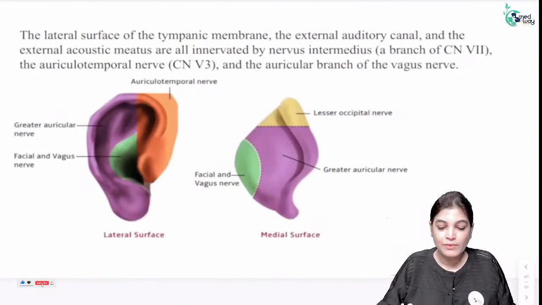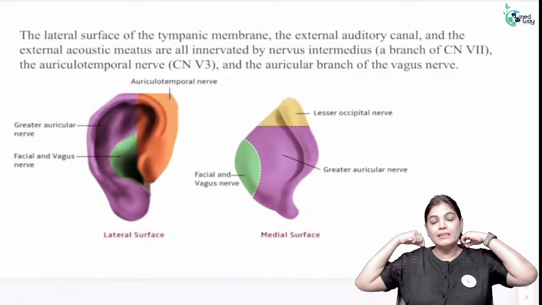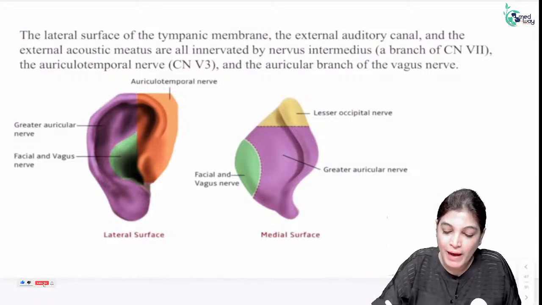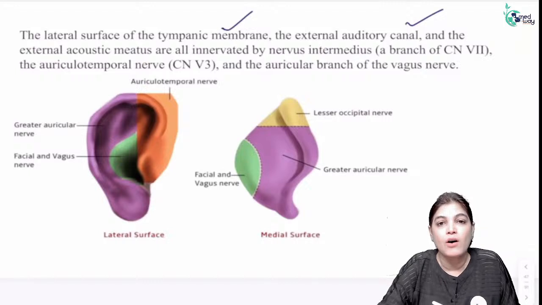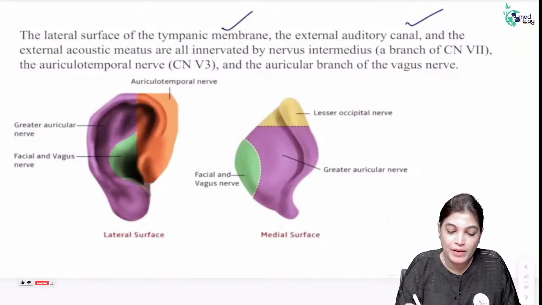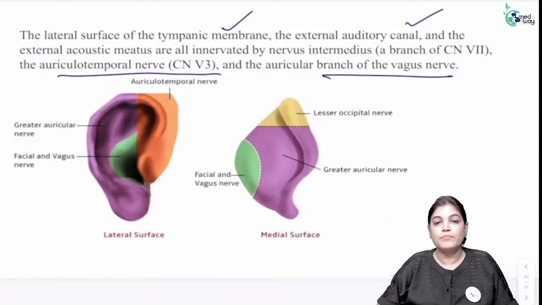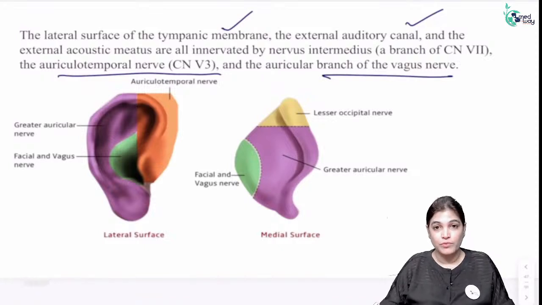Now if I talk about the lateral aspect of the tympanic membrane, the eardrum, which is not shown in this image, the greater lateral aspect of the tympanic membrane, external auditory canal and external auditory meatus are all innervated by the branch of the facial nerve, nervus intermedius, the auriculotemporal nerve and the auricular branch of vagus. It's also important that you know the concept of nervus intermedius. When I use the term nervus intermedius, it means the sensory component of the facial nerve.